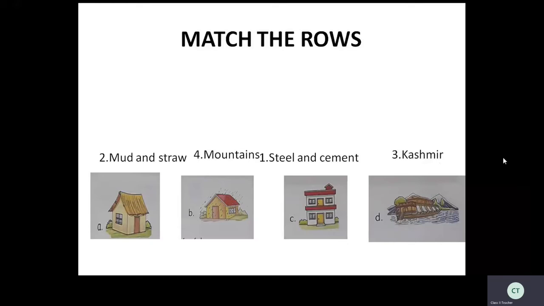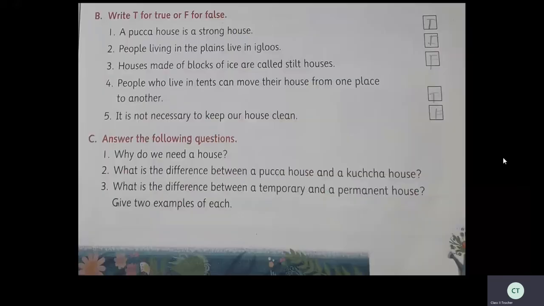Then next, true or false. First question, children. A pakka house is a strong house. Is it true or false? Yes, it is true. The next, people living in the plains live in igloos. Is it true or false, children? Yes, it is false. People living in the plains live in bungalows or apartments or duplex houses, isn't it?